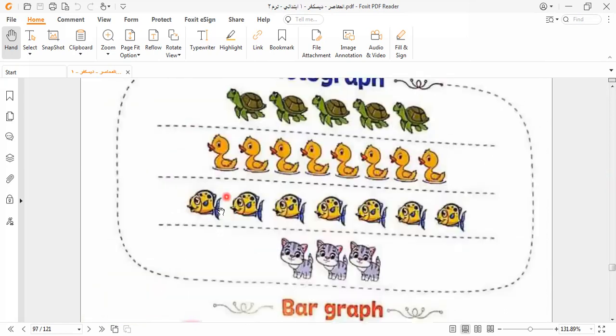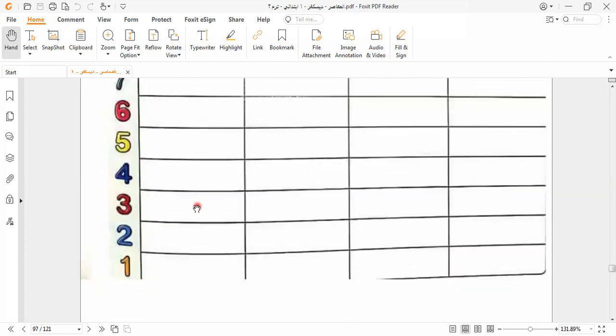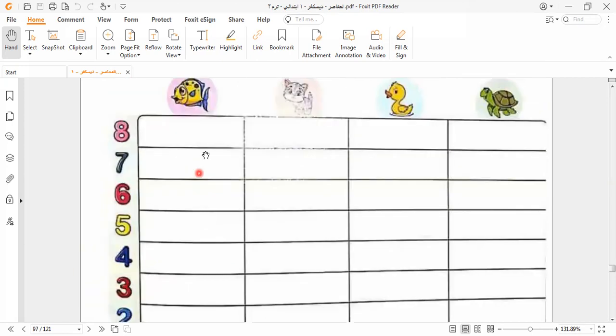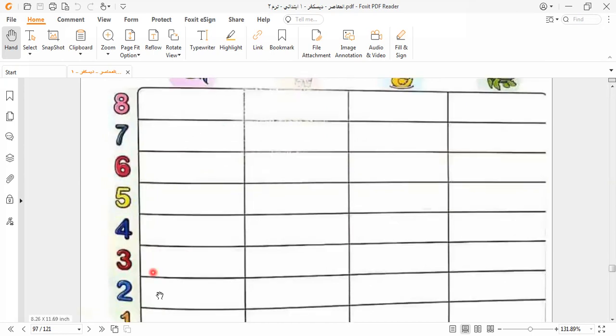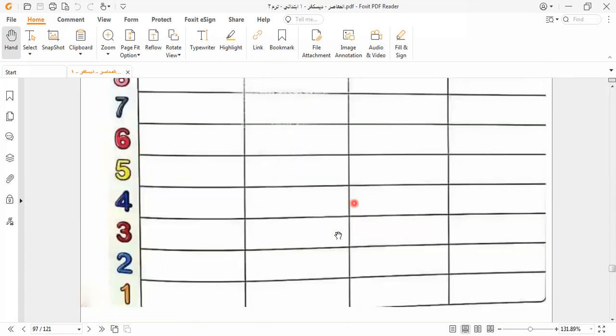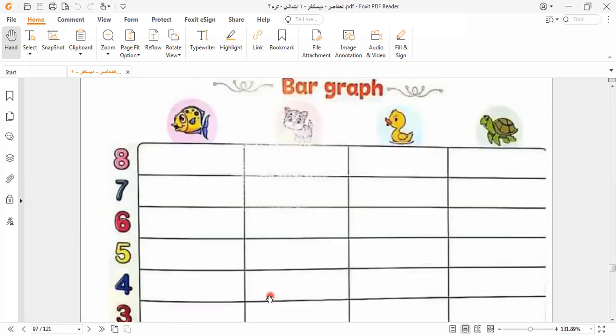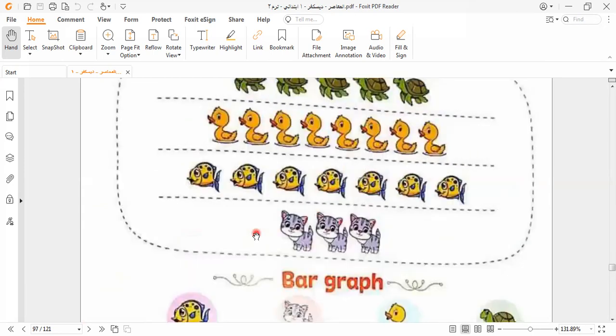1, 2, 3, 4, 5, 6, 7, 8. Another one, fish. 1, 2, 3, 4, 5, 6, 7. Which fish here? 7. So I will color 7 squares here. Okay, let's go to another one, cat. 1, 2, 3. We count 3 squares and color 1, 2, 3. You can use a color and color the number.